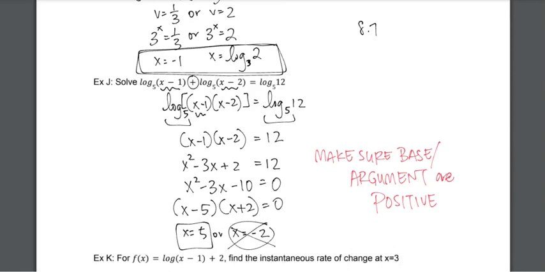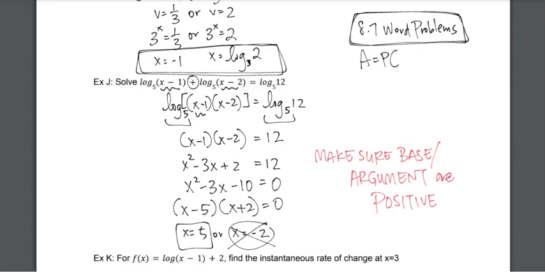8.7, word problems. All the word problems that you're going to see are going to give you the formula, so you don't need to worry about them. A equals P times 1 plus i to the n for compound interest. Remember, A is the amount, P is the principal, that's the initial amount, and then you have to worry about i, the compounding period, so don't forget to do the per annum divided by the number of compounding periods per year.